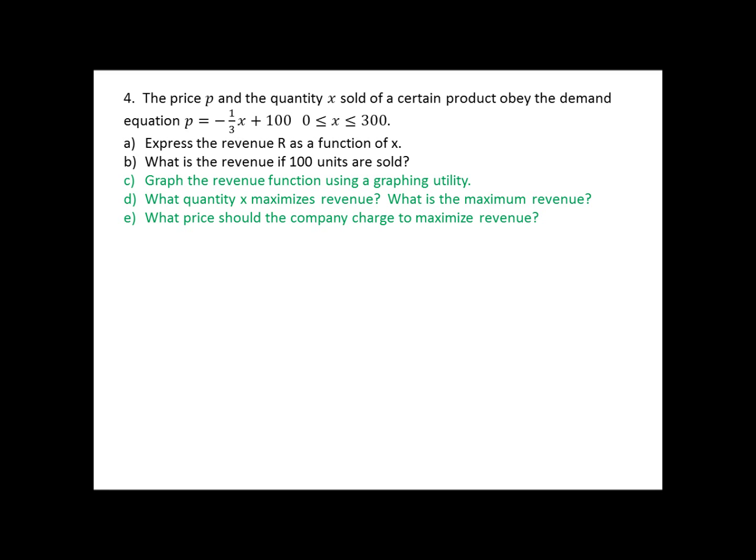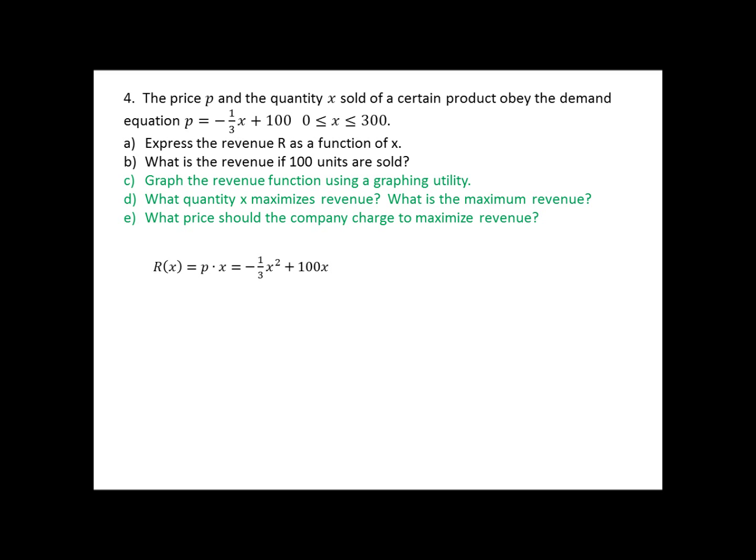Then they ask what is the revenue if 100 units are sold. Then they ask us to graph the revenue function using our graphing calculator. Using that graph, we need to determine what quantity X maximizes revenue and what that maximum revenue is. And then finally, what price should the company charge to maximize revenue? So we're going to end up plugging all the way back into our original demand equation, P. Alright, let's get started with the revenue function.